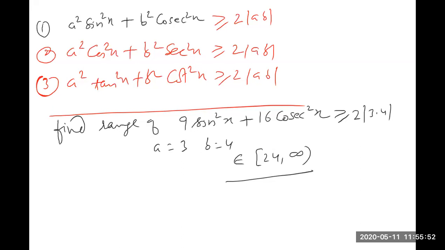2ab. So its maximum value is not defined. Minimum value is 24. Maximum value is not defined. Maximum value will be infinity. So in all these cases, minimum value is defined. Maximum is not defined. So I think this is clear. If any doubt is there, you can ask. With this, the class is over.